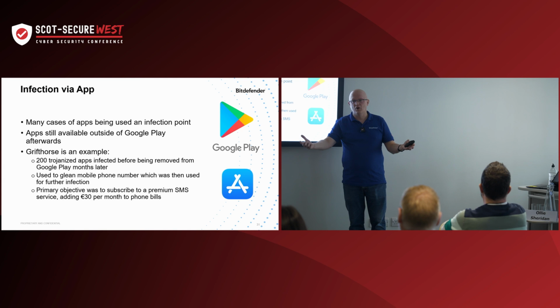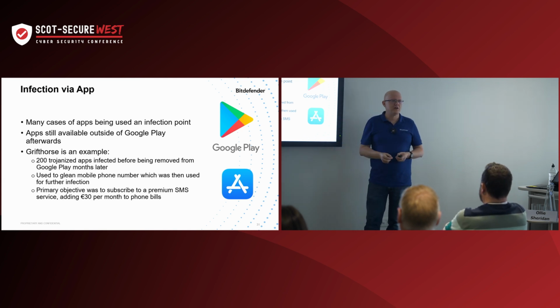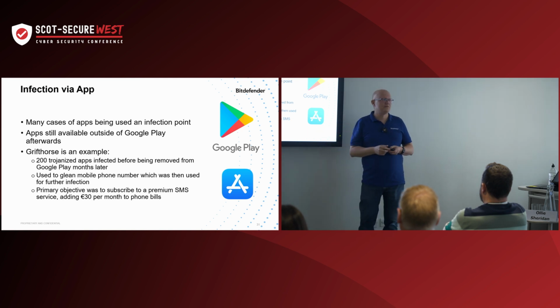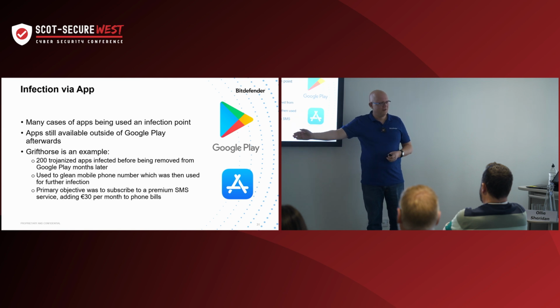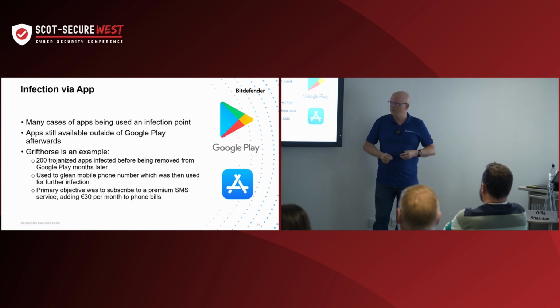There are several things they did with this, but I'm sure everyone knows what a RAT or a Trojan is. It's basically a piece of software that gives you control of that machine. They subscribed victims to premium SMS services, and also went through their phone book, looked at all of the people they were connected to, and sent them SMS messages from this phone, and it just went on from there.